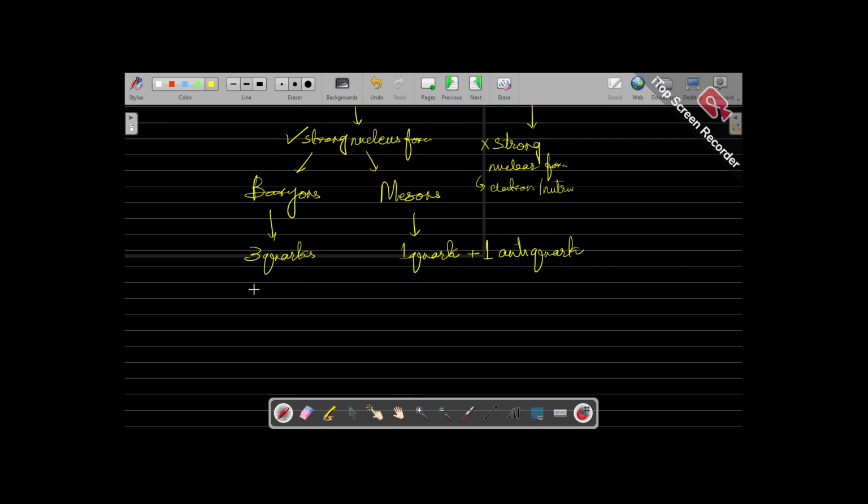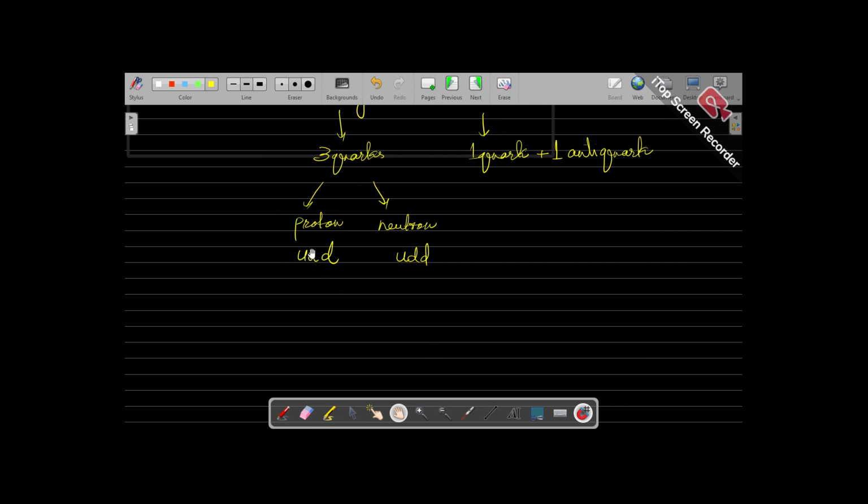For baryons, we have, as an example, proton and neutron. How so? Protons are made up of 2 up quarks and 1 down quark, while neutrons are made up of 1 up and 2 down quarks. Let's just justify that this is the case.